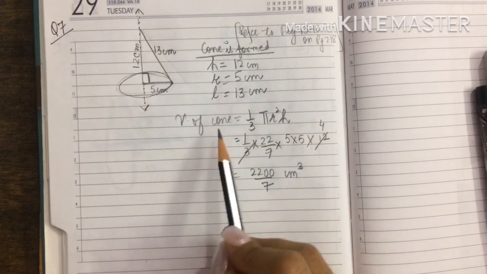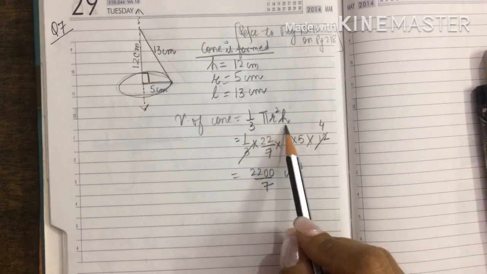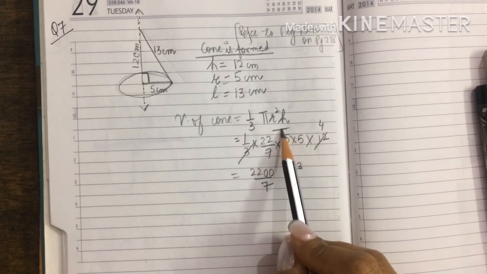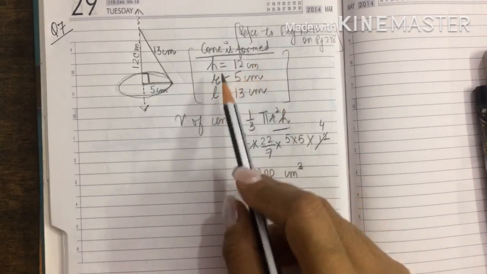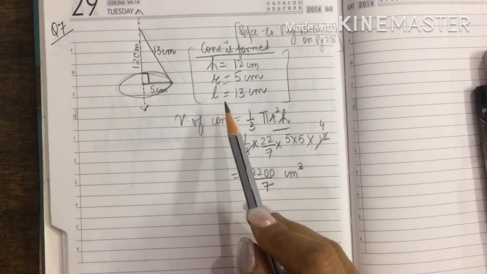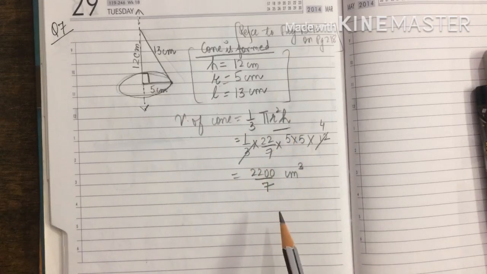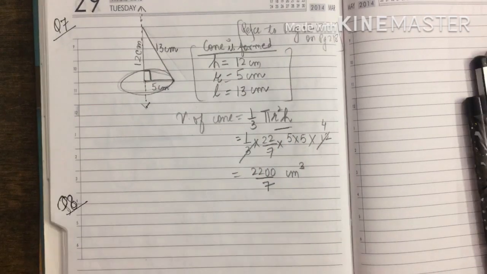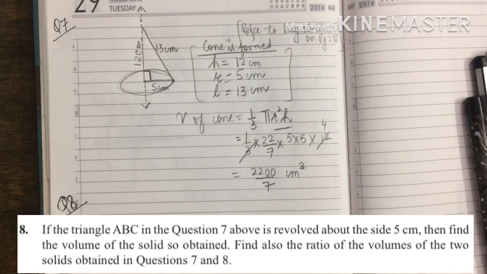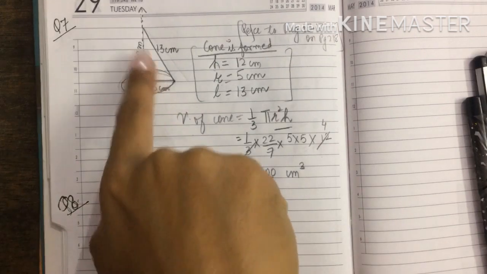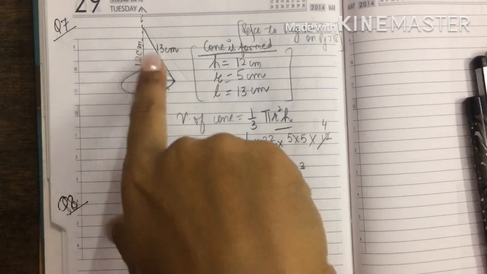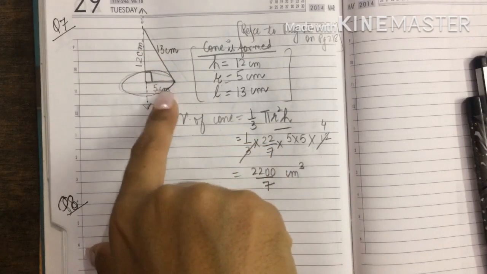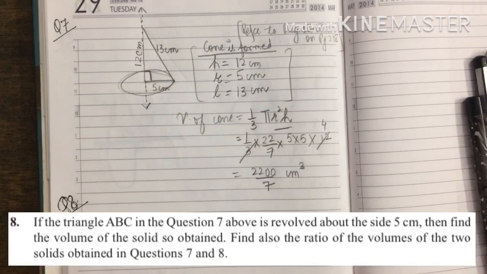Applying the formula of the volume is easy once you have the values for the radius and the height. The important part here is to identify these values: how you recognize the height, the radius and the slant height for the cone. Then application is very easy. Now let us look at question number 8. If the triangle ABC in question number 7, the same triangle as given here, is revolved about the side 5 centimeters, then find the volume of the solid so obtained. Also find the ratio of the volumes of the two solids obtained in question number 7 and question number 8.